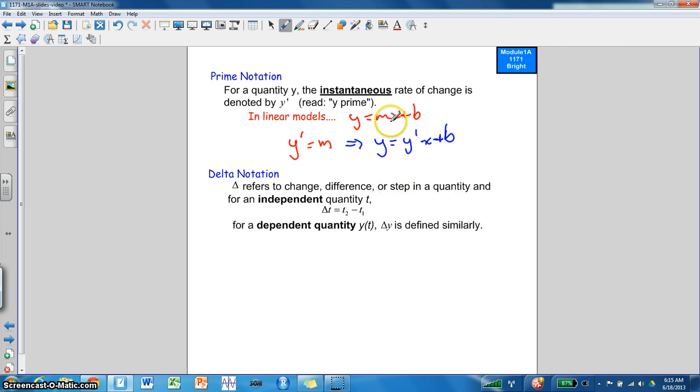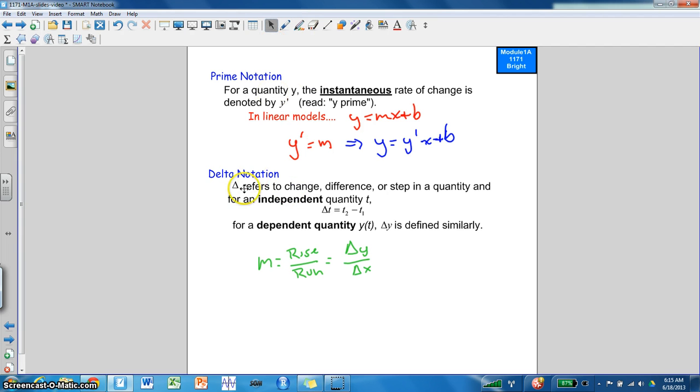Now, the other type of notation is called delta notation. We saw this when we were talking about slope. When we were talking about slope, m, what we said is rise over run, but we also identified it as delta y over delta x. And now it's time to clarify this notation.